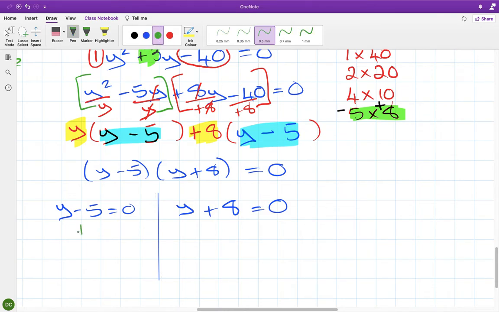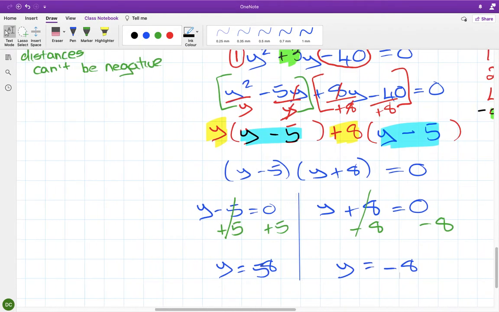So then I have plus 5 to cancel and plus 5 to balance. So y equals 5. And then on the other side, I have minus 8 to cancel and minus 8 to balance. So y equals minus 8. Okay, so let's go over and have a look.